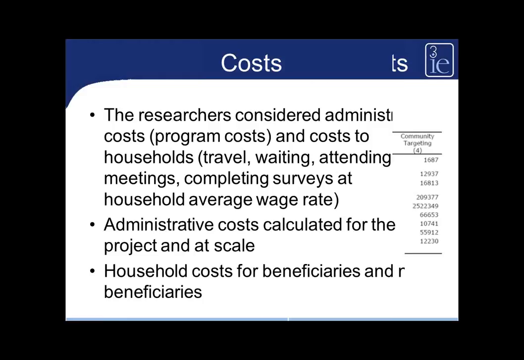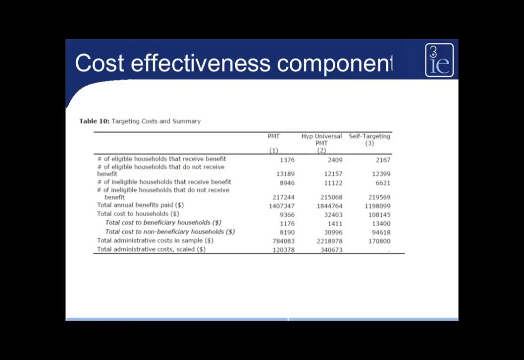They also separated household costs into what it cost people who ultimately benefited from the program and what it cost people who ultimately did not benefit from the program. And this is how they present the results, and I'm not going to make you look at this other than for you to see that there's all these pretty numbers that present all of these different concepts.